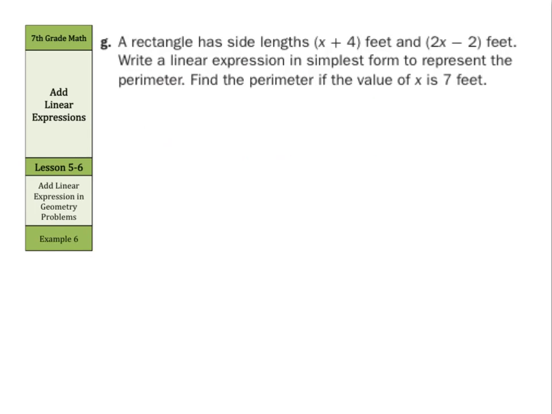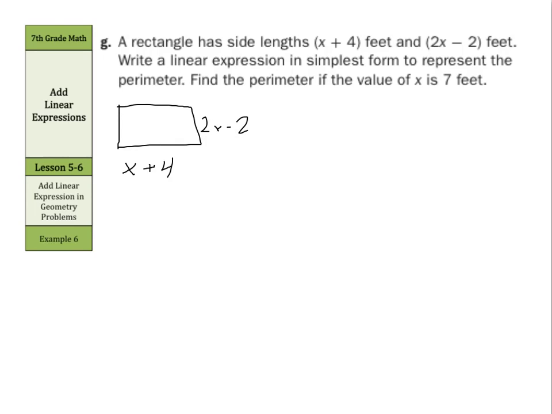A rectangle has side lengths of x plus 4 feet and 2x minus 2 feet. Write a linear expression in simplest form to represent the perimeter. Find the perimeter if the value of x is 7 feet. Well, I know I like to see pictures. I might not be good at drawing them, but I like to see them at least. So we have the side lengths of a rectangle of x plus 4 and 2x minus 2 feet.